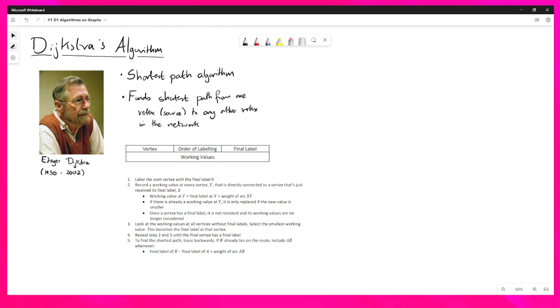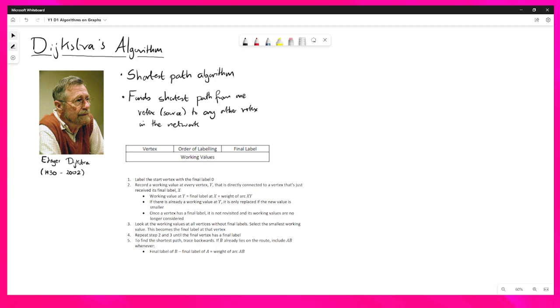Once a vertex has its final label, you don't revisit it. You just leave it there, and you just don't consider it anymore. Even if you would be going back on yourselves, you just don't do that. Once you have labeled a specific vertex, so once you have written something in the final label box for a vertex, you look at all of the working values in all of the vertices that don't have a final label. You pick the smallest one as the vertex you are next going to consider, and you keep repeating until the final vertex has a label.